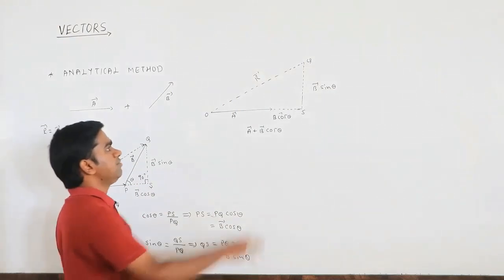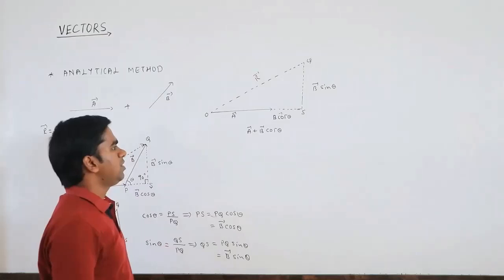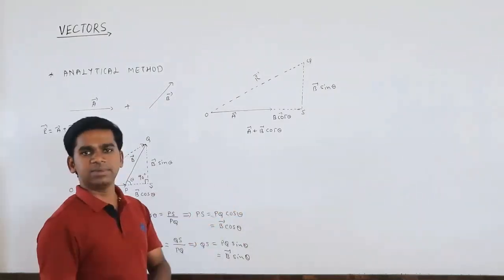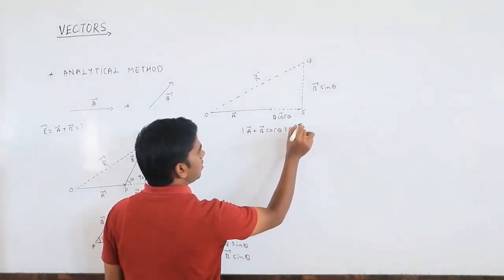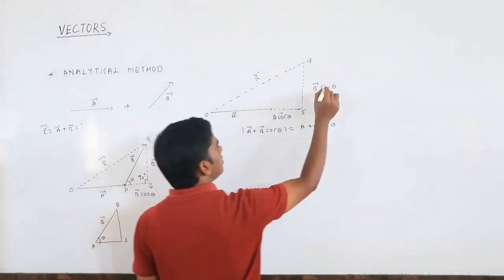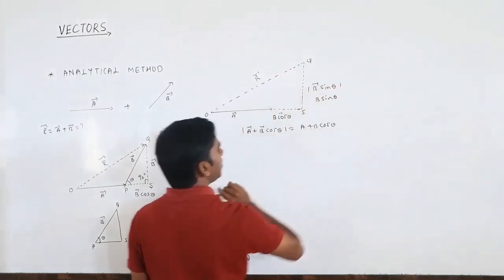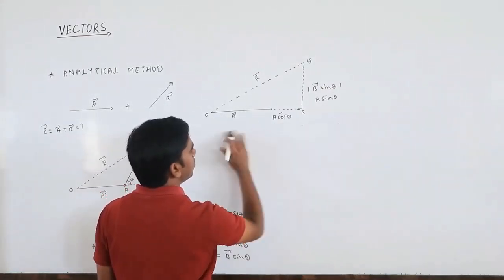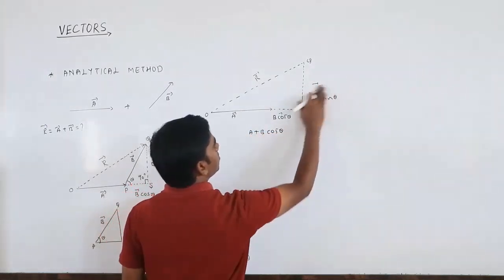So how can we find this R? Now you have to take only magnitude. You cannot use the direction. You have to find direction separately and magnitude separately. If I take magnitude, this will become A plus B cos theta, and this is B sin theta. So directly I can take that only. This is A plus B cos theta, this is B sin theta.